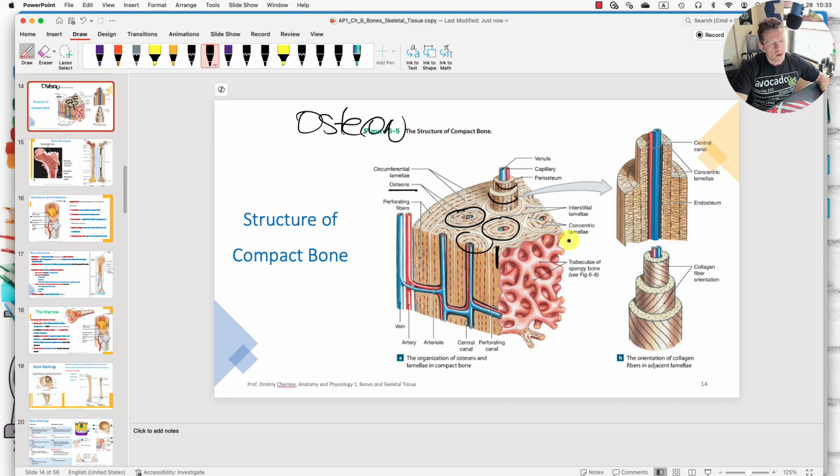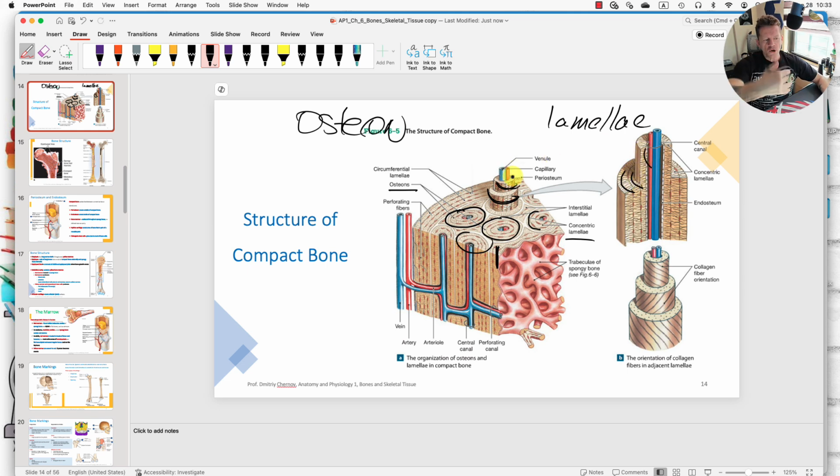Here, lamellae, a layer, like a cake. So these lamellae within the osteon are concentric lamellae, circular lamellae. So that creates a toughness and strength for the bones. So one layer, another layer, like multiple layers. Like you see one lamellae, another lamellae, another lamellae.